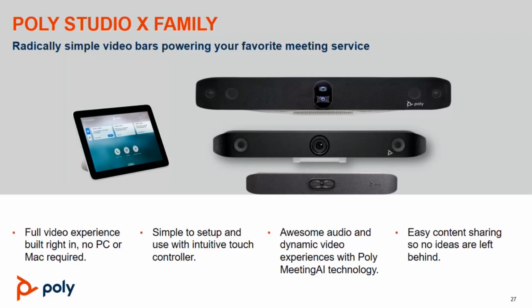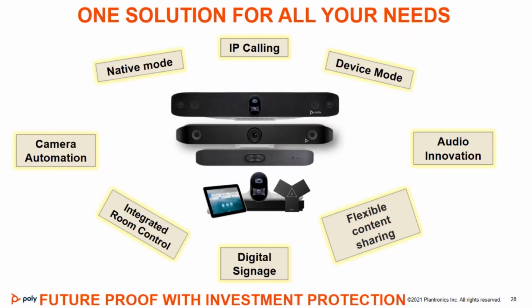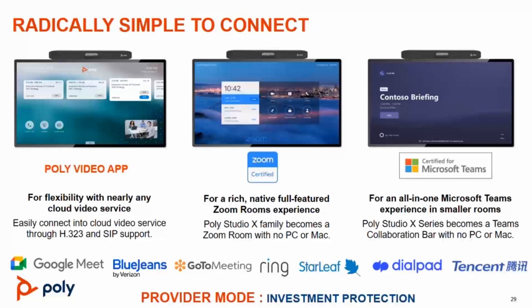First I'll explain one by one. We have three models in this X series: X30, X52 and X70. I'll explain about X30 first. As I said, this is a hybrid solution. We can use IP to IP calling, normal device mode, and then native Teams or Zoom. We can deploy this device for Zoom call or Teams or the Poly video app. Video app is nothing but IP to IP calling.